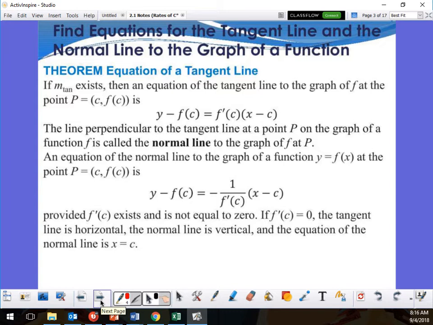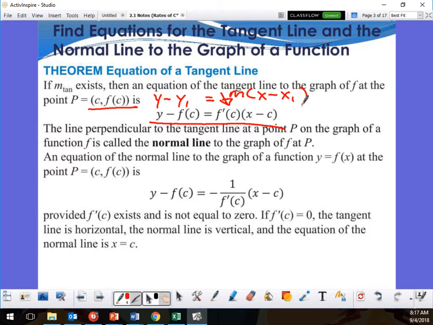Then an equation of the tangent line to the graph at the point P is this. This is another way of writing it, where this right here is the slope. This is the point slope formula, and this is the y value. It's usually y minus y1 equals m quantity x minus x1. They're just writing it given the notation we're using here. So f of c means plugging in c to my function to get my y value, and c is just the x value that I have, where m is the slope at that point.